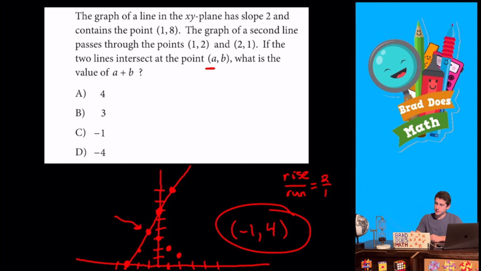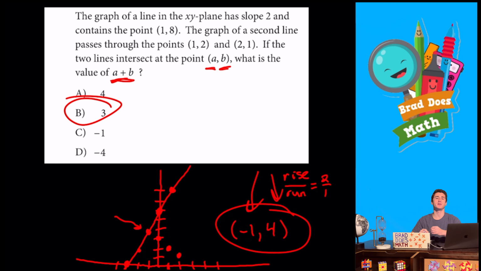So A is my x-coordinate, B is my y-coordinate, A plus B is -1 plus 4. Boom. Pretty nice. Yeah, the SAT will never really expect you to come up with your own equations for 2 lines like this. It would take so long. It would take too much time.